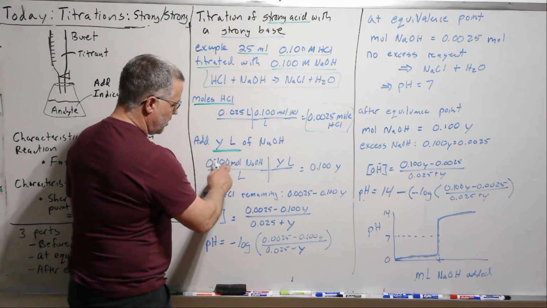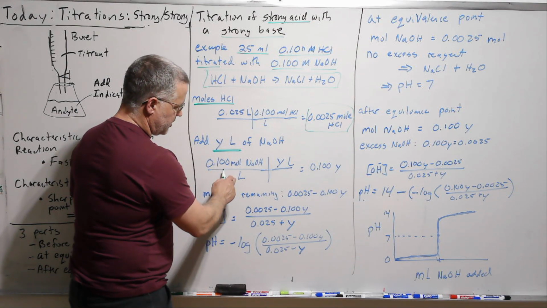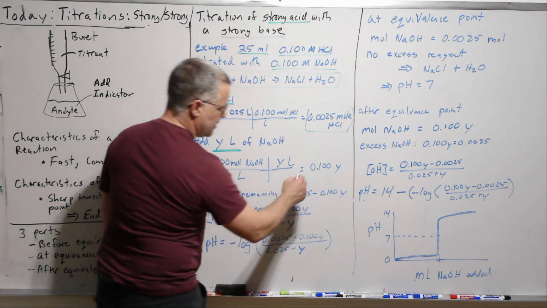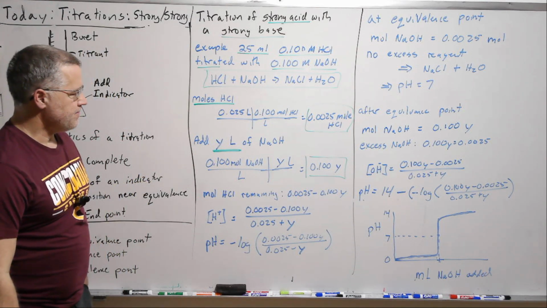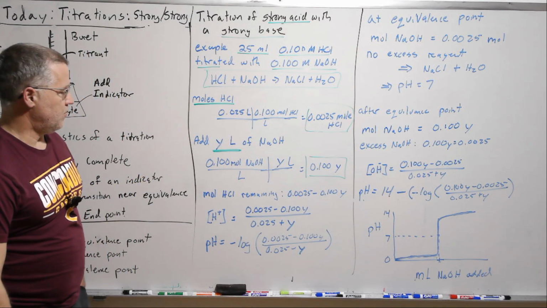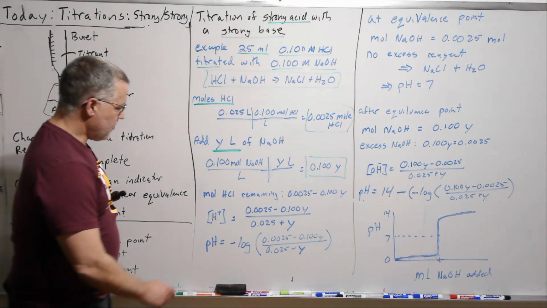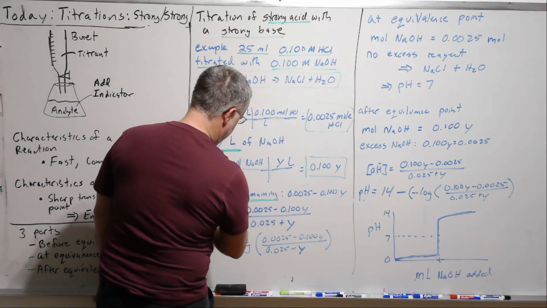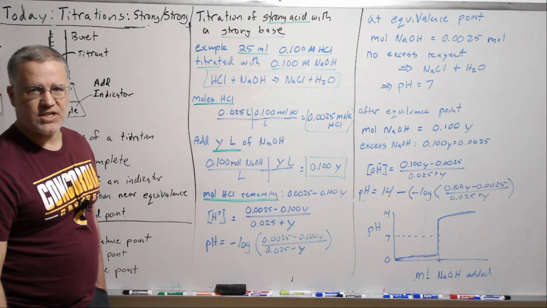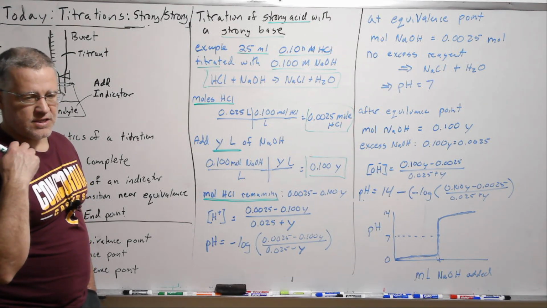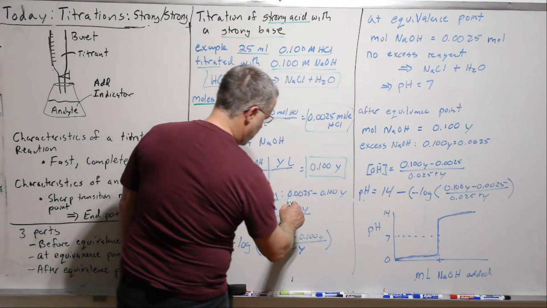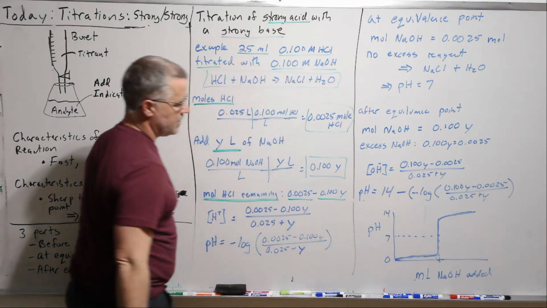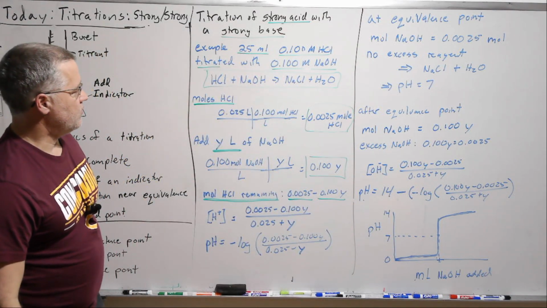Now we're going to add Y milliliters, or Y liters of sodium hydroxide. We're adding 0.1 molar solution, so 0.1 moles per liter, and we're adding Y liters. So we have added 0.1 times Y number of moles. So how many are remaining? We're looking for the remaining, not how much have reacted, because it's the remaining HCl that's going to determine the pH.